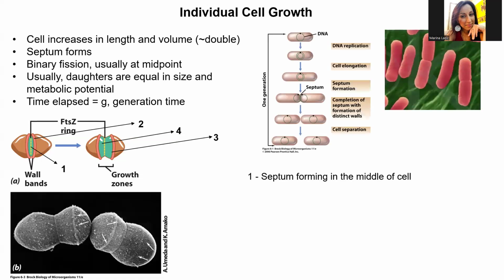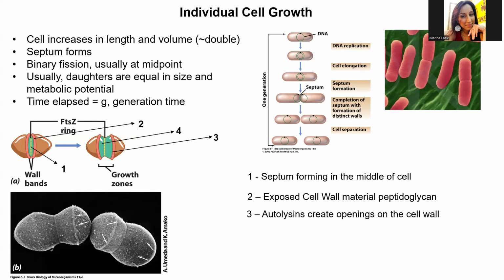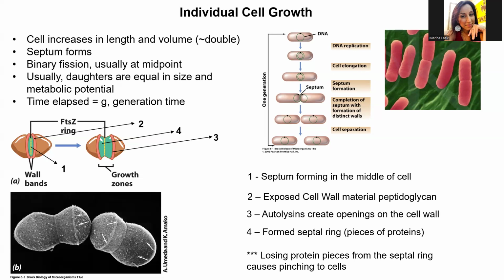When the septum forms, there will be exposed cell wall material like peptidoglycans. Then the autolysis that we talked about, hydrolytic enzymes, will create openings in the cell wall, leaving a space for new monomers. And you will get this septal ring, which is literally a stretch of proteins in between two almost formed daughter cells. Once you lose those proteins from the septal ring, you get the pinching off into two daughter cells. So try to imagine from a 3D perspective how that looks. This is still quite easy.